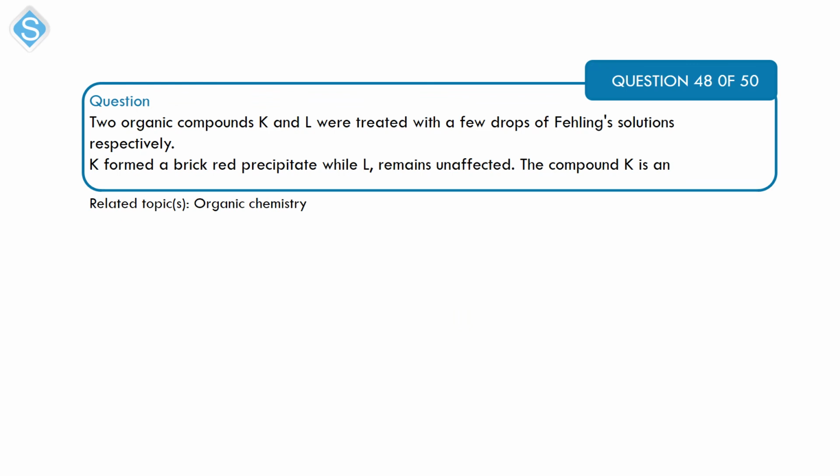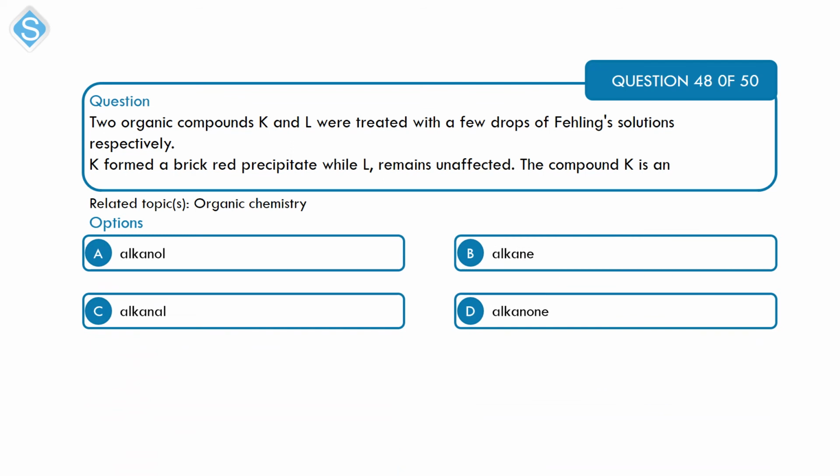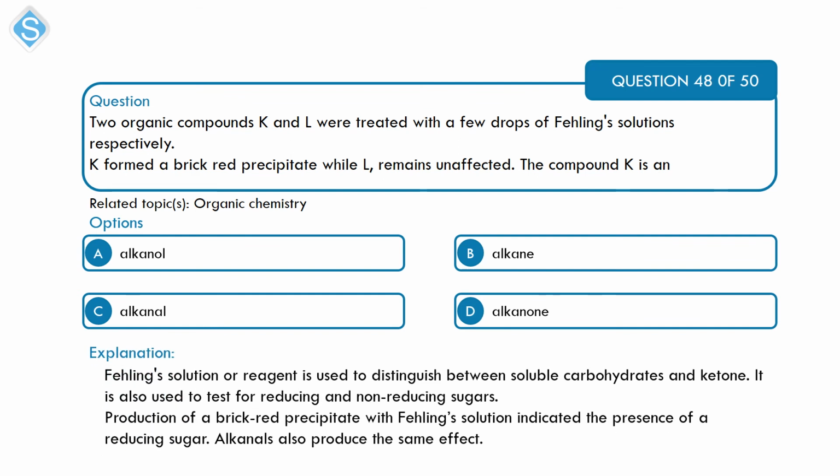Next, on organic chemistry, 2 organic compounds K and L are treated with a few drops of Fehling's solution, respectively. K forms a brick red precipitate, while L remains unaffected. The compound K is A alkanol, B alkane, C alkanal, and D alkanone. Alright, for the Fehling's solution, reducing sugars and alkanals produce a brick red precipitate. That is option C. The reagent is used to distinguish between aldehydes and ketones. They also use it to test for reducing and non-reducing sugar. So a positive test will be the production of a brick red precipitate with reducing sugars and alkanals.